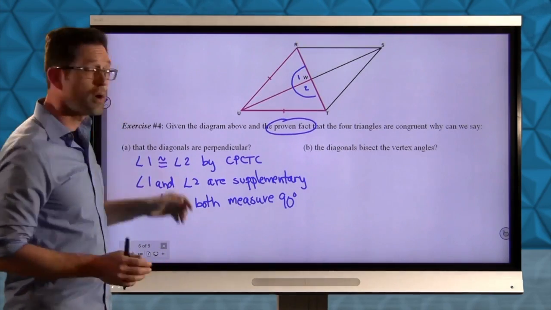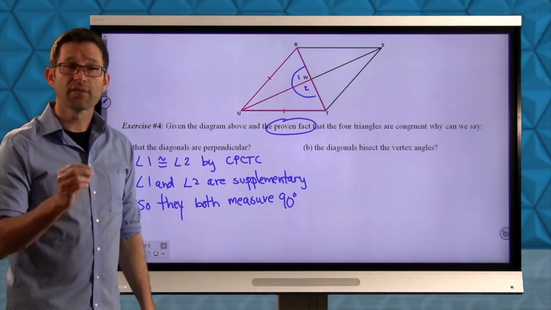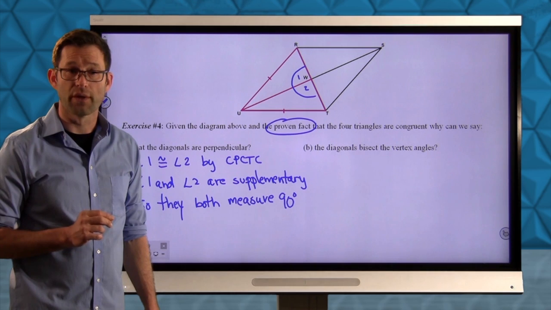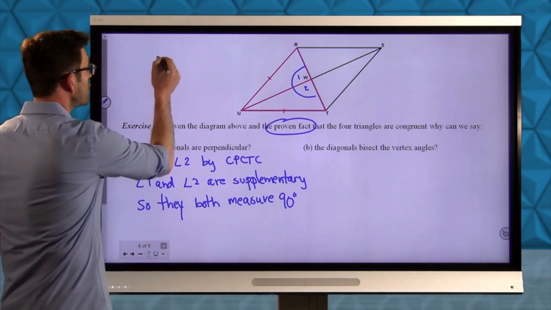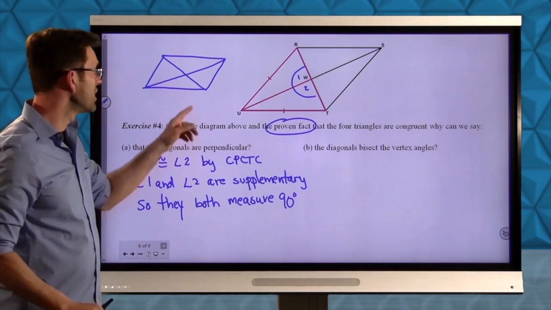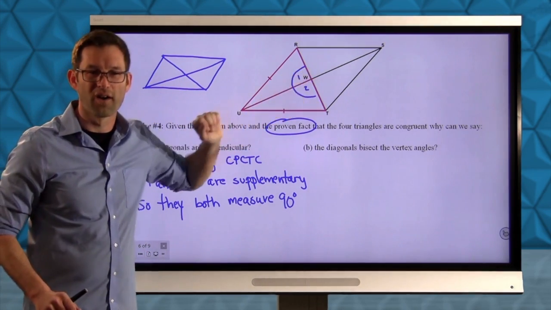And it's a very important property of rhombuses, the fact that their diagonals form 90-degree angles. They're perpendicular to each other. Again, not generally true of general parallelograms. If I've got that parallelogram and I draw on these two diagonals, it should be fairly obvious that these angles are not 90-degree angles, but these all are.